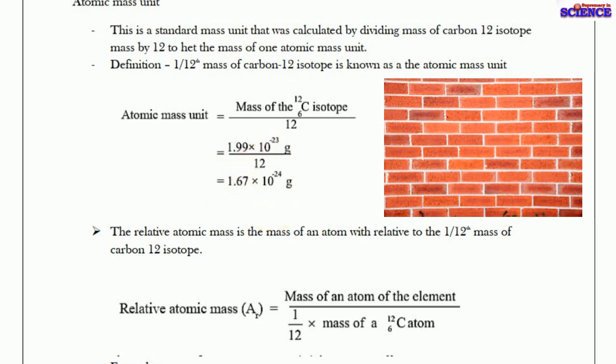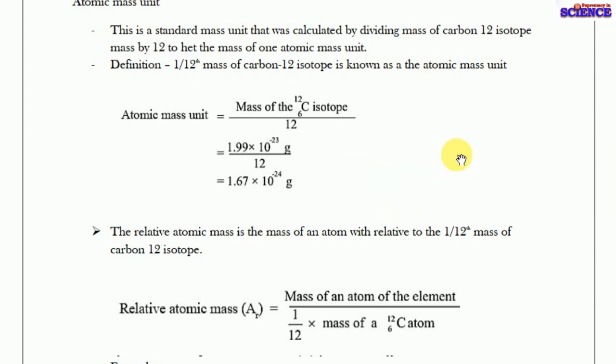So what are we going to do? The total mass of that wall, you divide by the number of bricks. You can count the number of bricks. Then you get the mass of one brick. So that is the standard thing they did here.